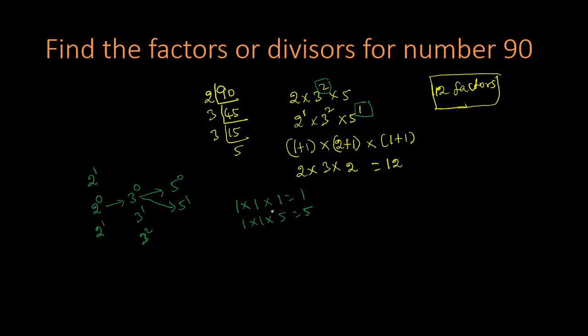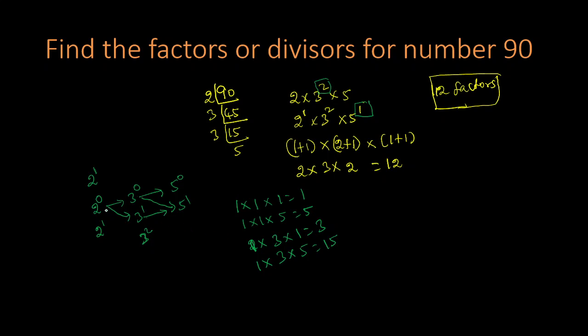5 is another factor. Now, we will multiply 2 to the power of 0 into 3 to the power of 1 into 5 to the power of 0. So, 2 to the power of 0 is 1, 3 to the power of 1 is 3, and 5 to the power of 0 is 1. So, now we get 3 as a factor. And then 2 to the power of 0, 3 to the power of 1 and 5 to the power of 1. 2 to the power of 0 is 1, 3 to the power of 1 is 3, and 5 to the power of 1 is 5. So, altogether 15 is a factor.